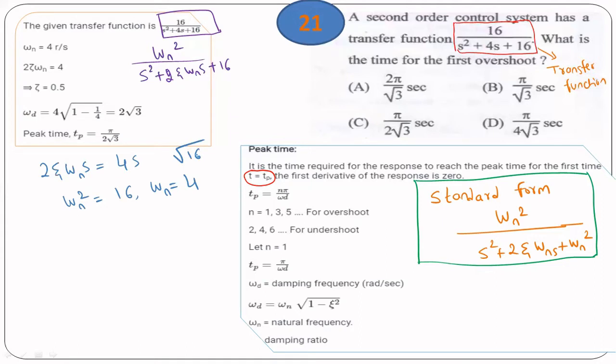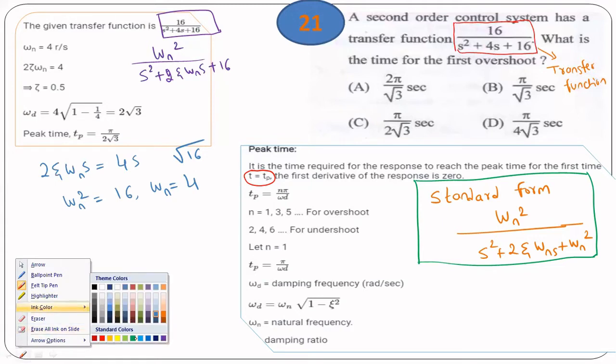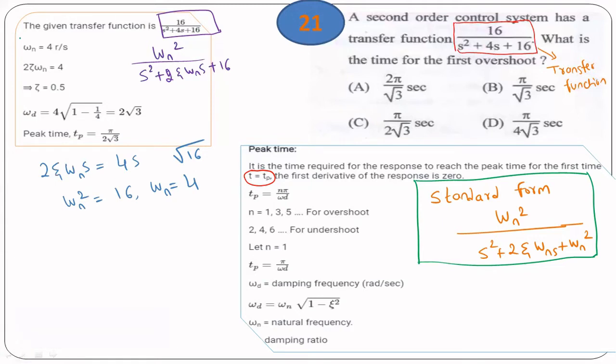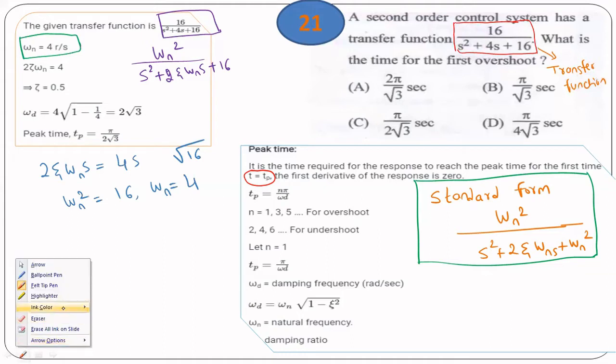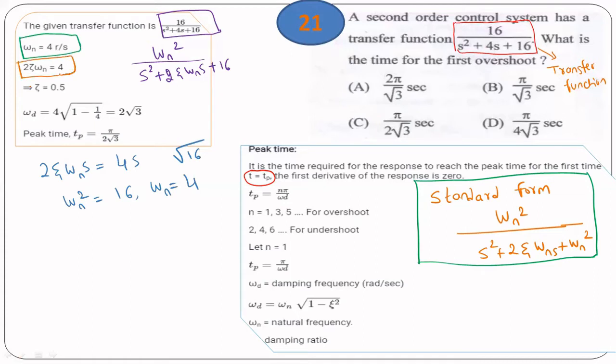Now, the outcome of this explanation is that we have first of all identified that omega n is 4 radians per second. Along with that, from the comparison we also got that 2 zeta omega n s is equal to 4s, so 2 zeta omega n is equal to 4. Just by comparing these two equations, we got to know two important things.